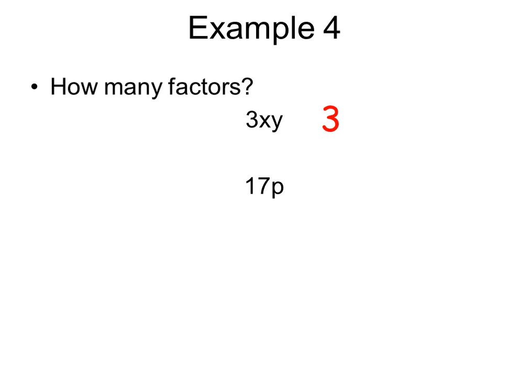Here we have 17p, 2 factors. We have a 17 and a p, separated by multiplication. And lastly, kdwb, or k times d times w times b, we have 4 factors here, separated by multiplication. Remember again that if 2 variables or a variable and a number are right next to each other, it means multiplication.